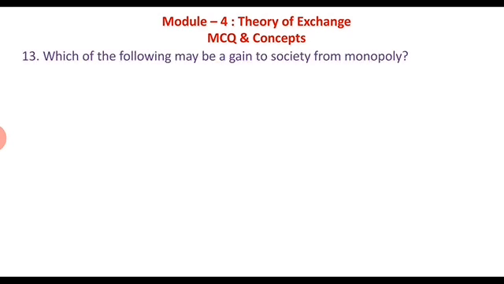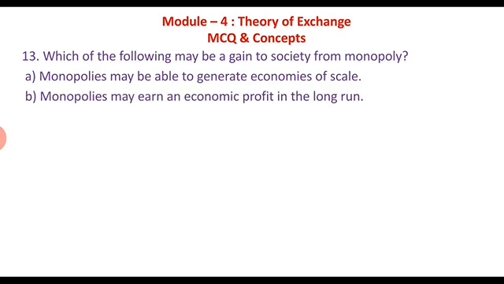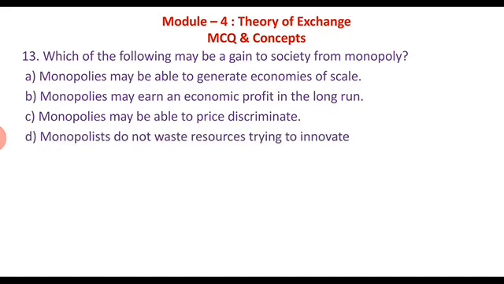13th question. Which of the following may be a gain to society from monopoly? A. Monopolies may be able to generate economies of scale. B. Monopolies may earn an economic profit in the long run. C. Monopolies may be able to price discriminate. D. Monopoly do not waste resources, try to innovate. Answer is monopolies may be able to generate economies of scale.